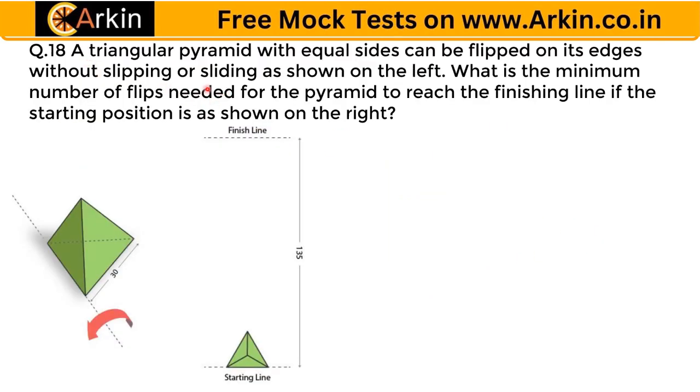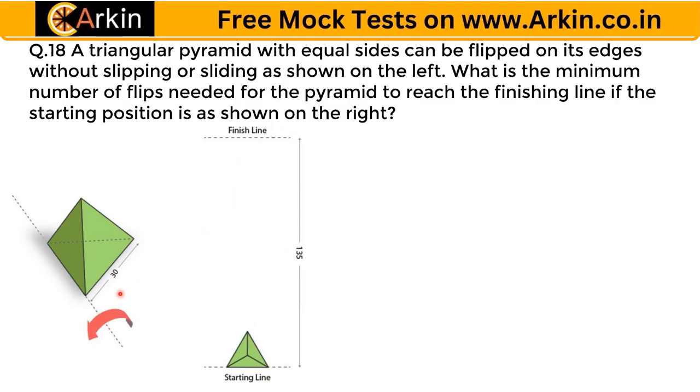A triangular pyramid with equal sides can be flipped on its edges without slipping or sliding as shown on the left. So this pyramid can be flipped on this side, or this side, or this side. What is the minimum number of flips needed for the pyramid to reach the finishing line if the starting position is as shown on the right? So from here to here it has to cover 135 units by just flipping.